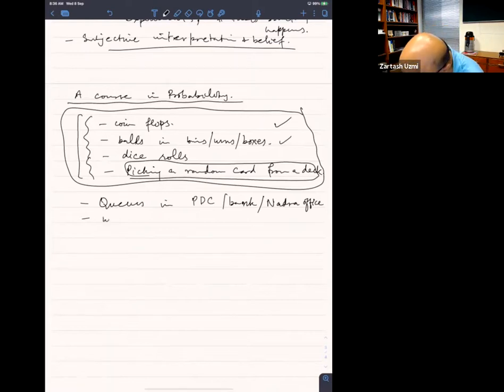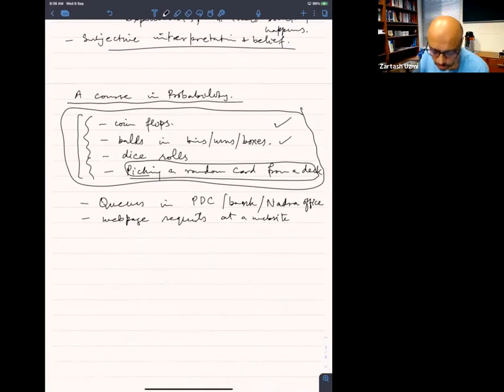Similarly, web page requests at a website. If too many requests go to a website, there is a chance that the server will act up. It will not behave properly if there are too many requests coming in towards the web server. So in a small period of time, do you get too many requests or not?